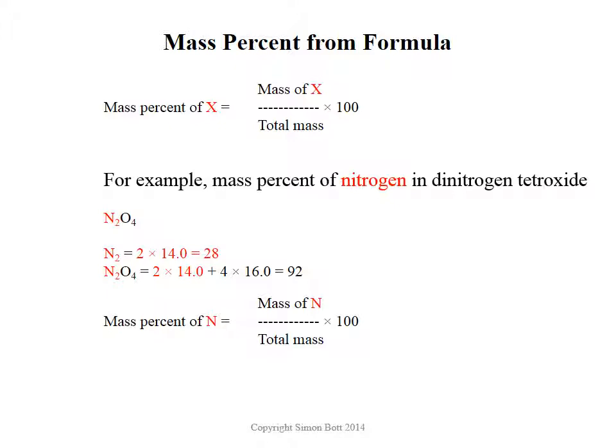of the nitrogen times 100 over the total mass, 28 over 92 times 100, or 30.4%. Don't you just wish that everything was this easy?